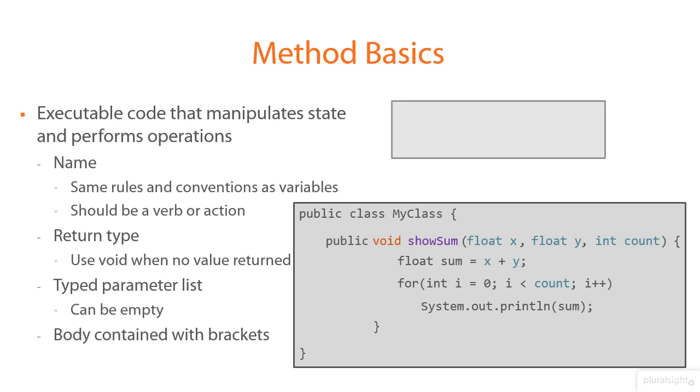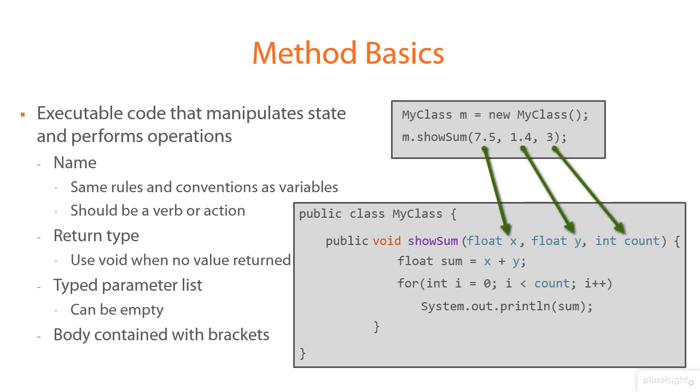And then put together some code that will first create an instance of our object. And then we're going to say object instance name, which is m.showSum, calling the method. And we're going to pass in 7.5, 1.4, and 3. So the 7.5 will go into x, the 1.4 goes into y, and the 3 goes into count. So what would happen then is that sum will become 7.5 plus 1.4, 8.9. Then we're going to go inside of our loop and print that out 3 times. So we would see 8.9 printed out 3 times.